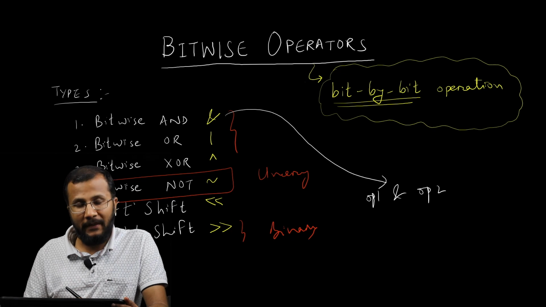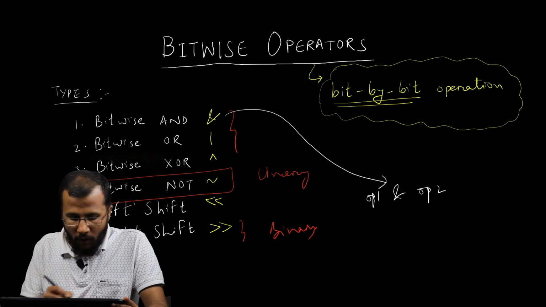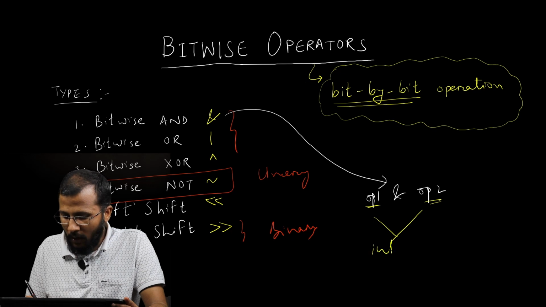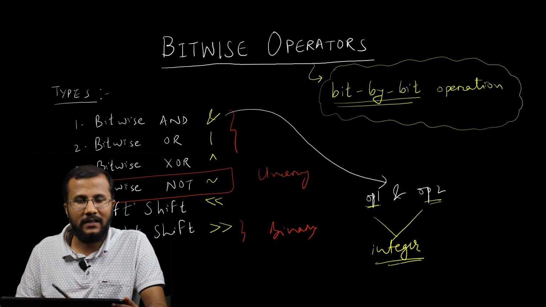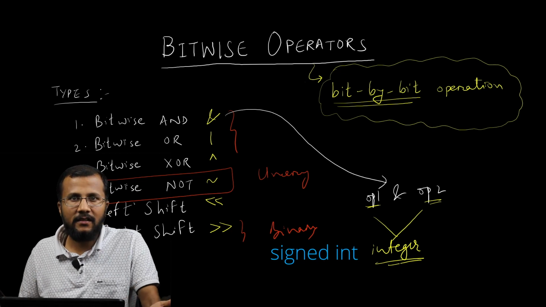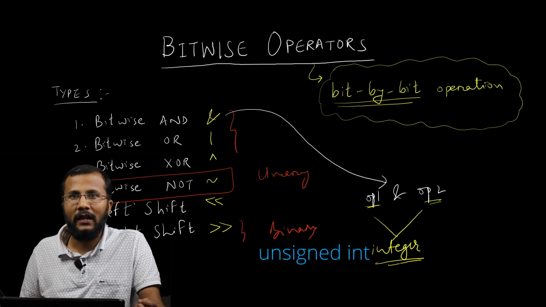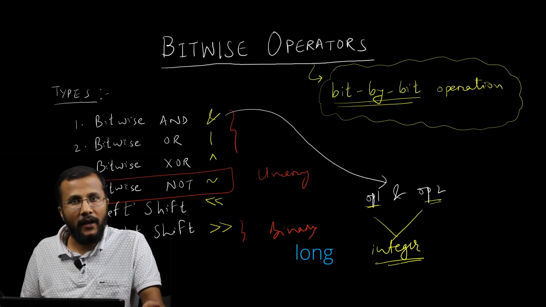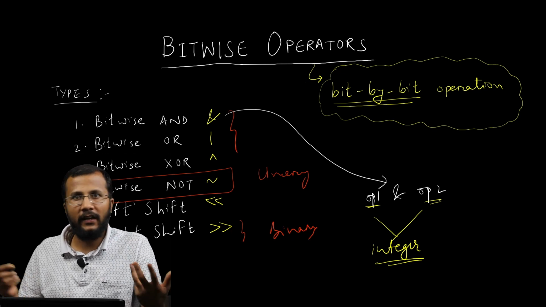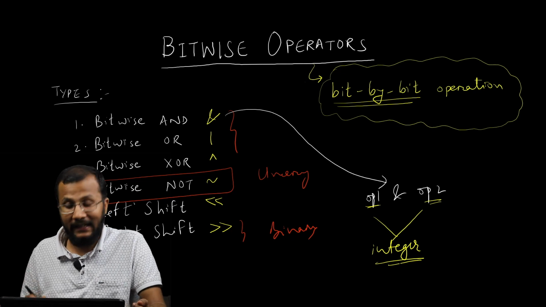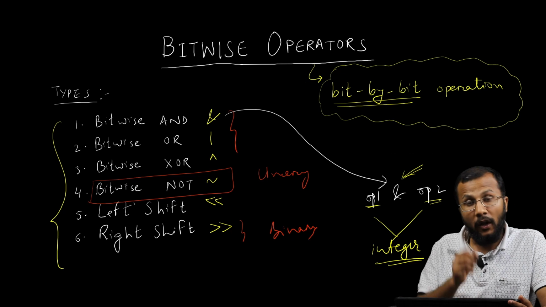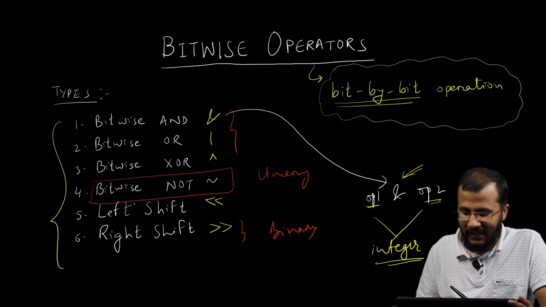Whenever you are performing a bitwise operation, the operands must always be integer numbers. It can be either signed or unsigned, meaning signed integer is allowed, unsigned integer is allowed, even character is allowed because a character can be represented as an integer. Long is allowed, short is allowed, but double and float are not allowed as an operand in the bitwise operators. All of these operators only work with integer operands.